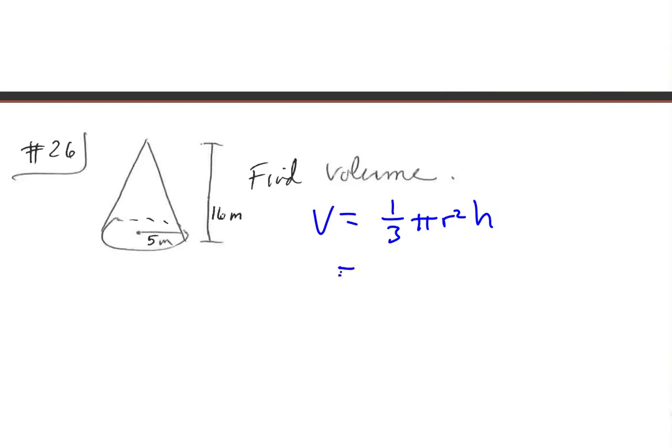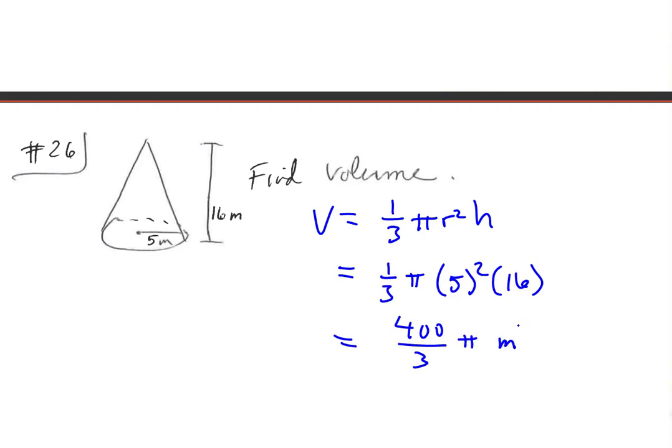So if we plug in the appropriate measures, we end up with 1/3 times pi times 5 squared, 5 being the radius, times 16, that being the height. And if we put this in exact form, we should end up with a fraction, 400/3 times pi, and then the units, of course, are meters cubed, cubed being for volume in this case.